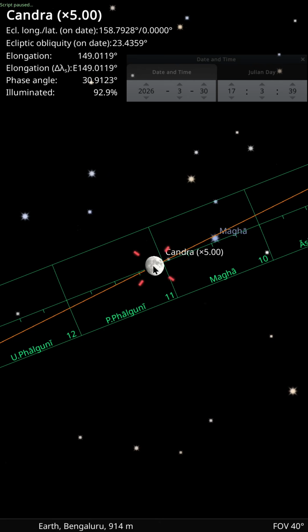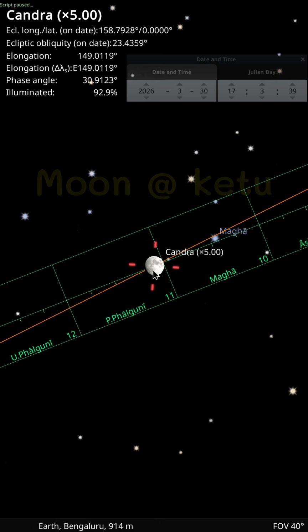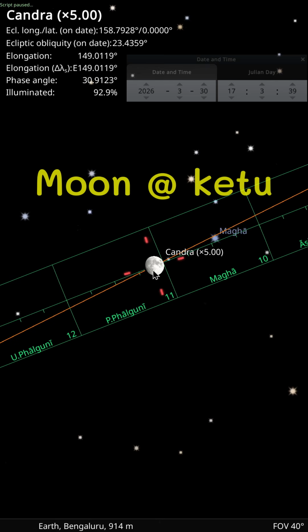So this point where the moon is, or where the moon was on March 30th, 2026 at 5 o'clock in the evening, this point is nothing but Ketu. In English, it's known as the descending node of the moon. So the moon was at Ketu on March 30th, 2026 at 5 o'clock in the evening. After that, it started moving south of the ecliptic.